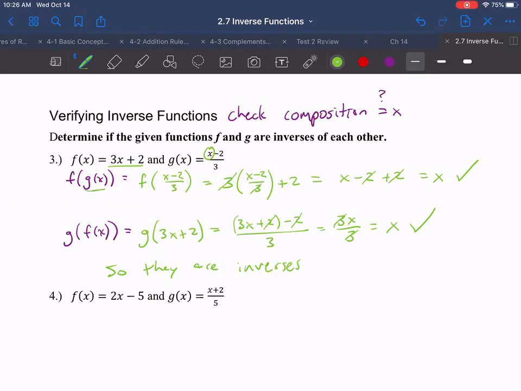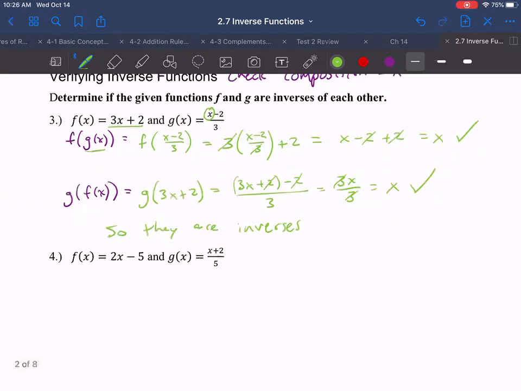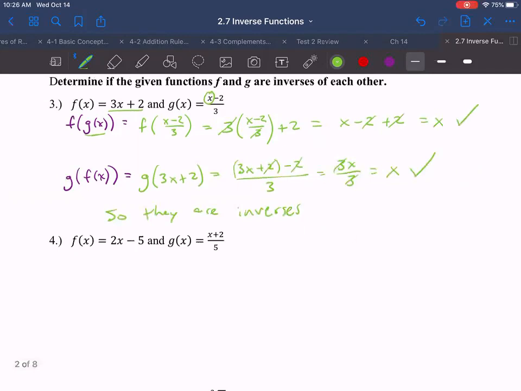All right, go ahead and try number 4 now and see if you think it turns out to be inverses.